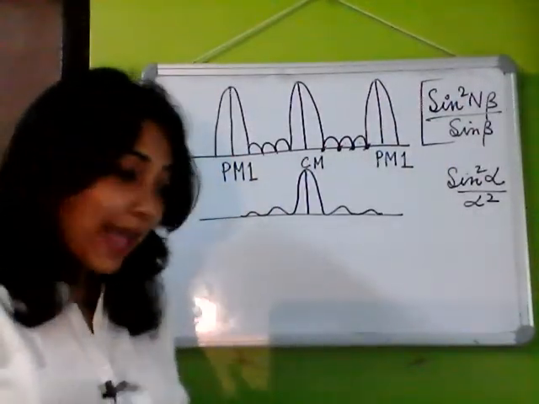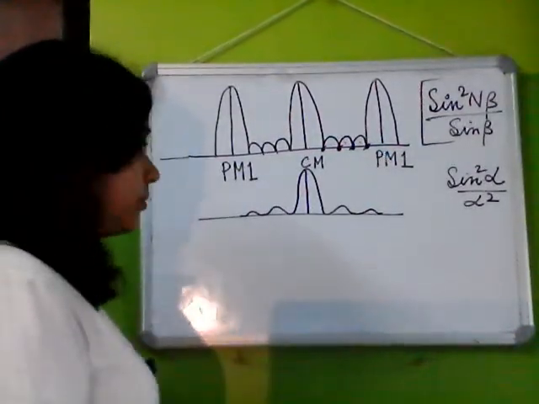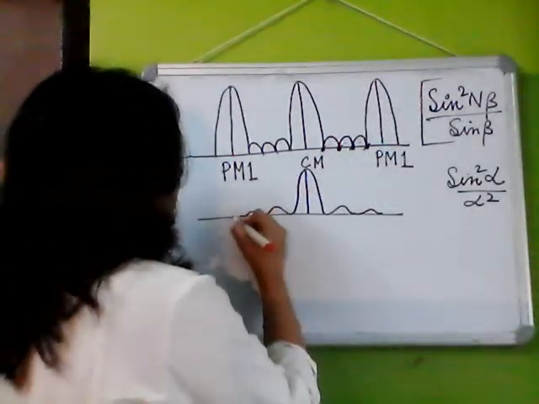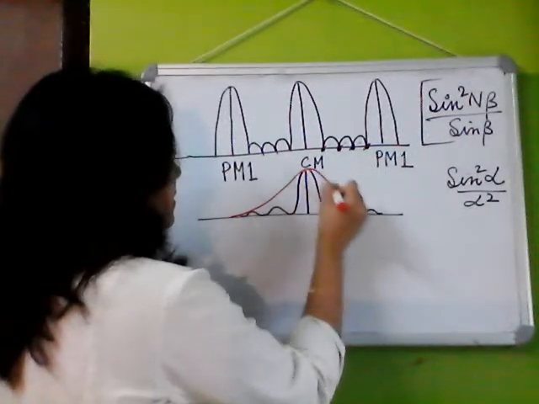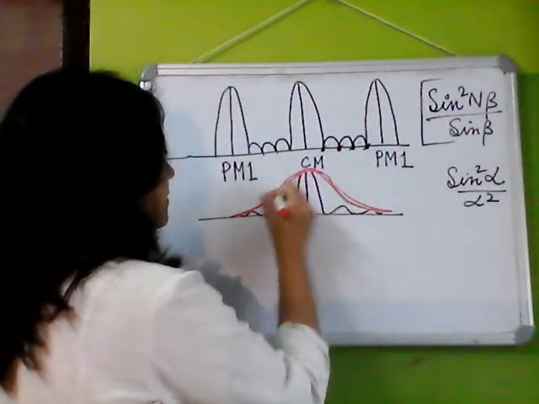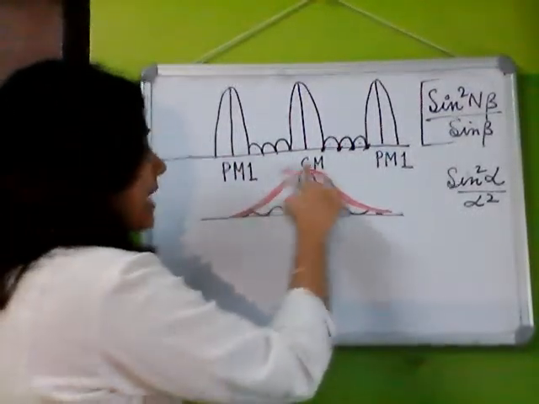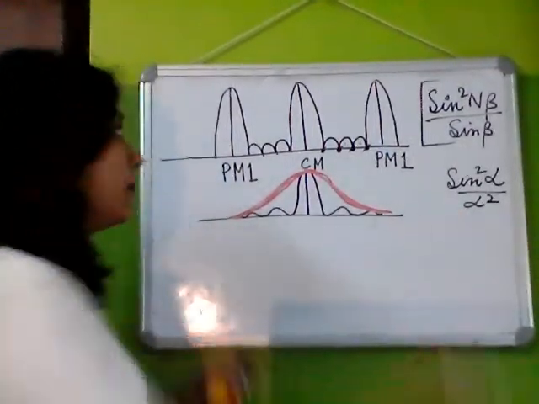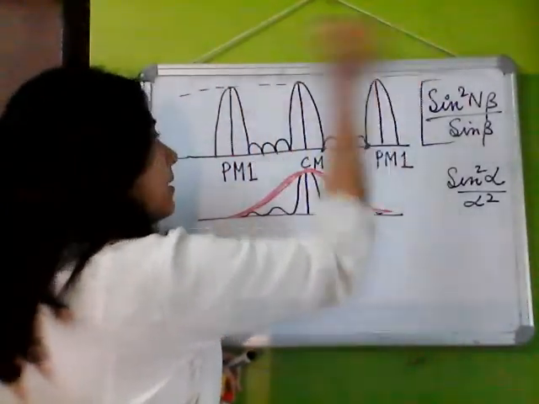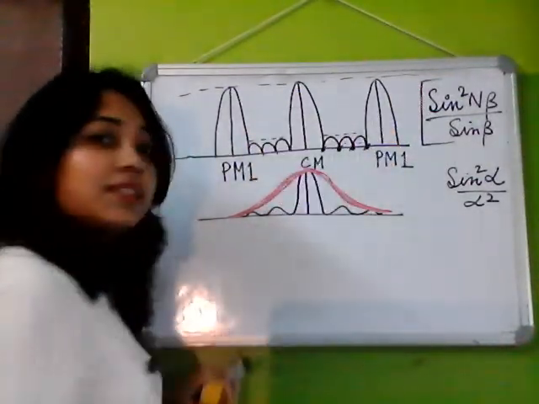And how will that look like? See, if I can draw an envelope or if I try to show what is the trend of this, I hope all of you will agree with me that the trend can be drawn like this. So this is the trend. This is the trend for the sine square alpha by alpha square term, whereas this is how the condition is. All the maximas are same, primary maximas are same, all the secondary maximas are same in this case.